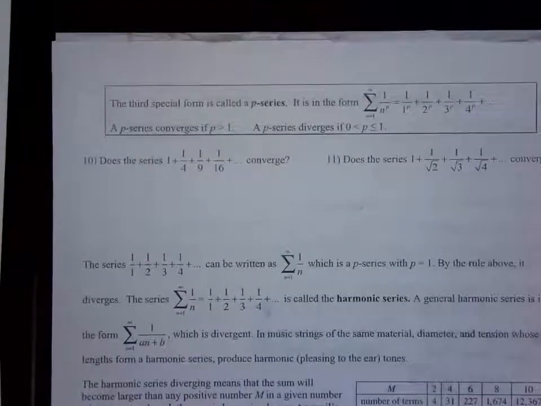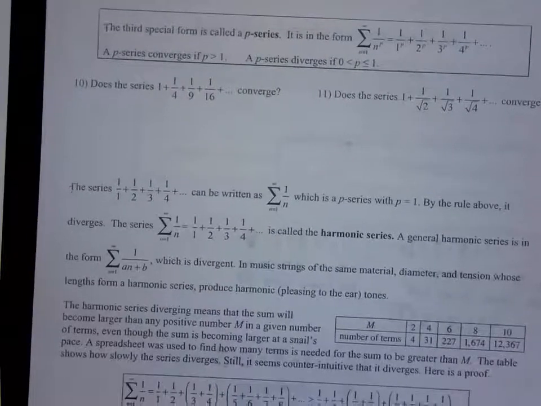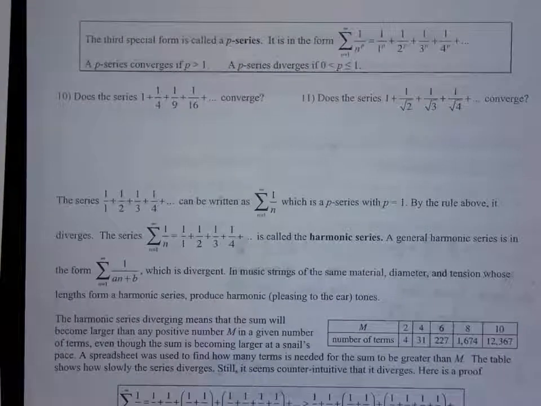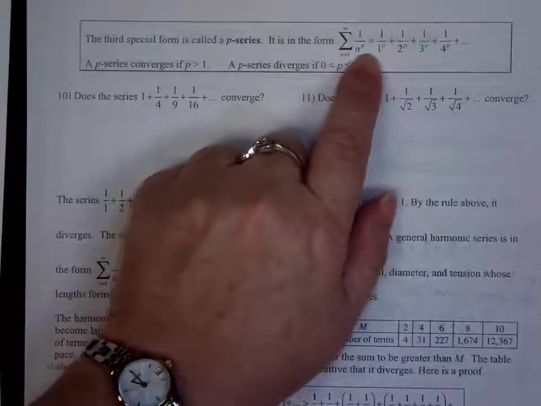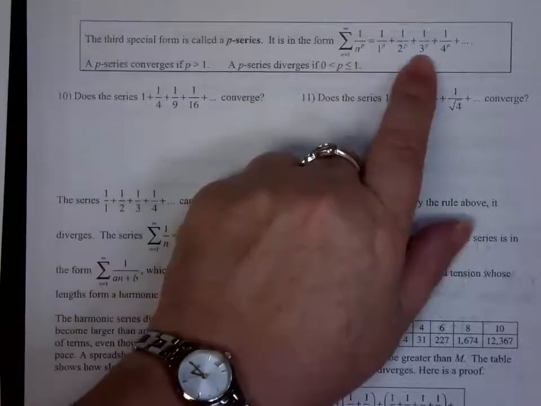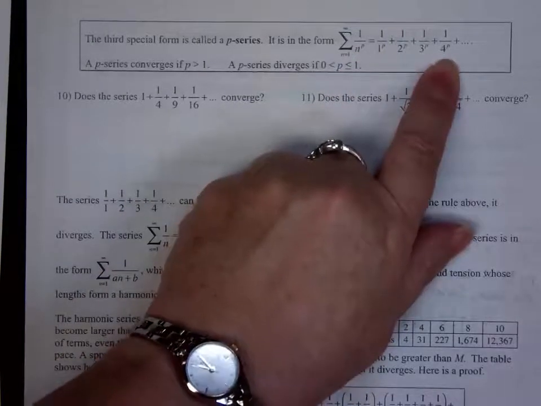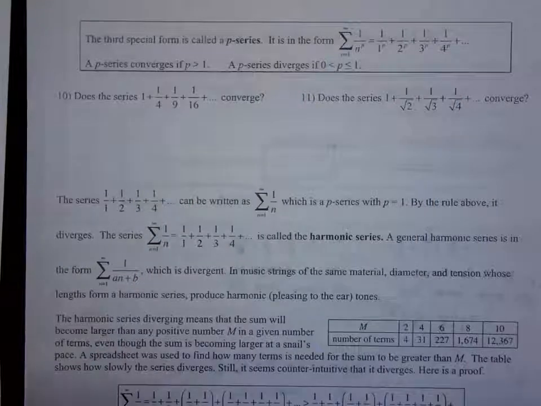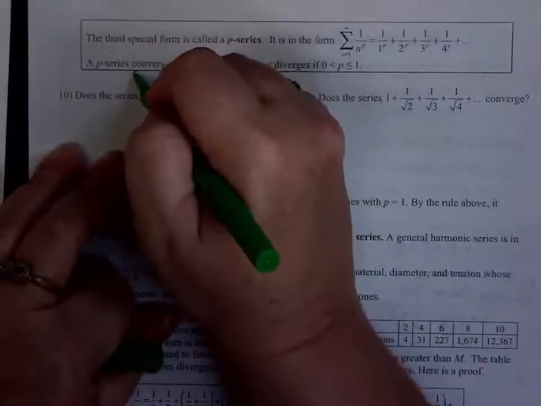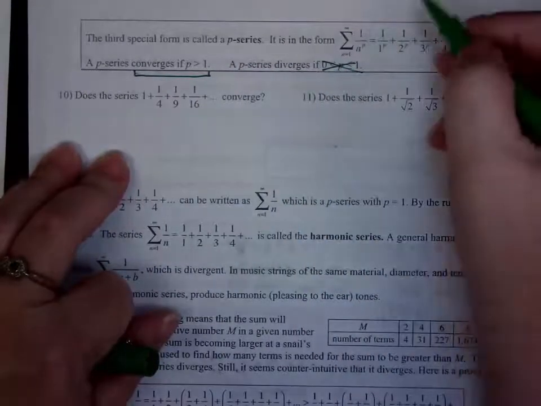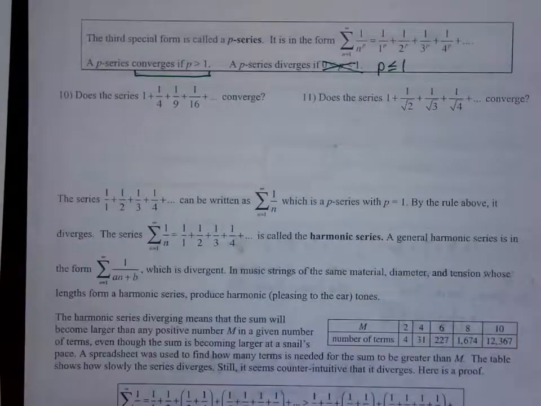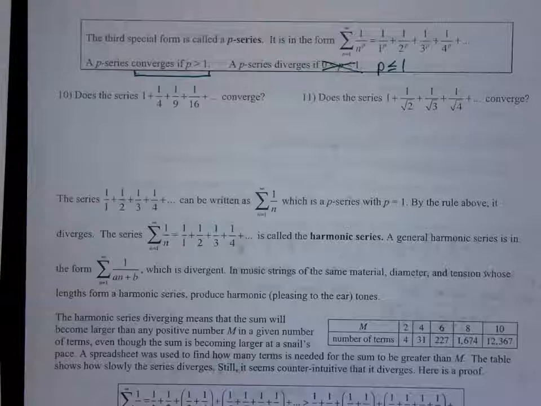Now, the third special form: telescoping was the first, geometric was the second, P-series is the third. A P-series is in this form, the sum from n equals 1 to infinity of 1 over n to the P. So 1 to a power, 2 to a power, 3 to a power, 4 to the power. Powers have to be the same, okay? Here's the way it works. A P-series converges if P is greater than 1. And it diverges if, I want you to mark this out and change it, if P is less than or equal to 1. That's the way it is in the flip book, and it's actually true both ways.